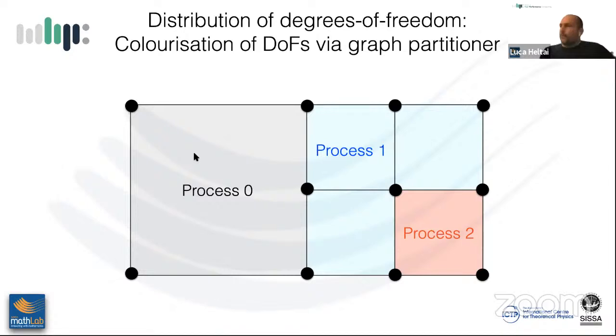You will never want to have one process working on 3 degrees of freedom. You want to have one process working on 3 million degrees of freedom. But this is just to give you the idea of what's going on in the background. So process 0, process 1, and process 2.